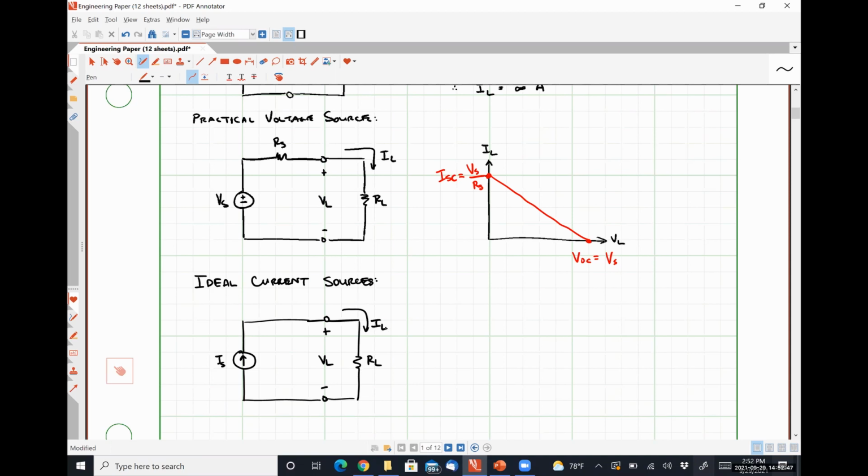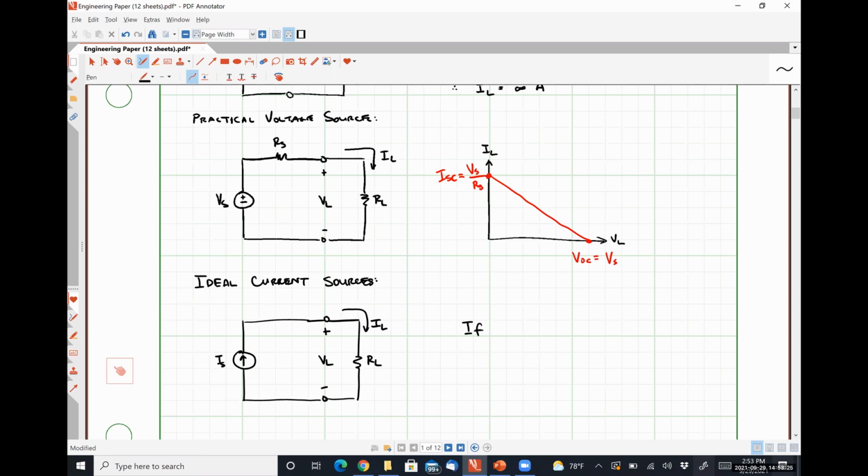measure our current IL, are there any particularly bad values that RL can have in this case? So if RL is 0 ohms, any problems? No, our voltage VL would be 0. Our current IL would just be IS. Everything is pretty well behaved. But what if RL is an open circuit? We have an infinitely large voltage and no current flowing through our system, right?